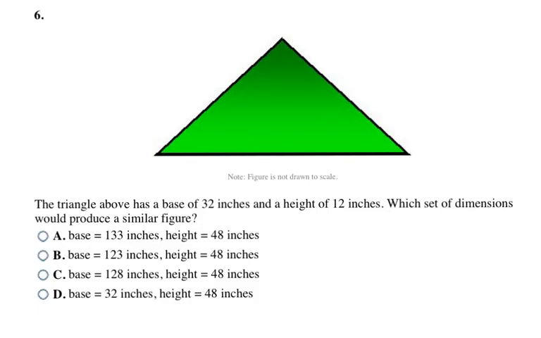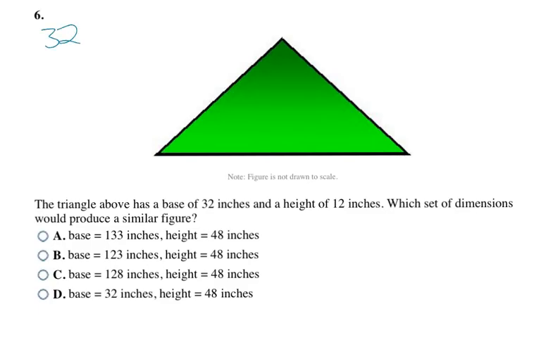So the triangle above has a base of 32 inches and a height of 12 inches. What set of dimensions would produce a similar figure? So what that means is if I take 32 over 12 and I reduce that fraction, then I have to put another base over the height and reduce that fraction and see which one of those is going to reduce to the same fraction, just like I showed you in that first example.